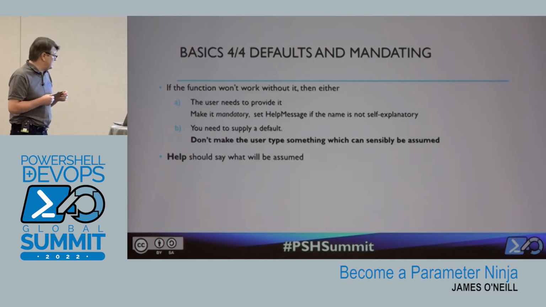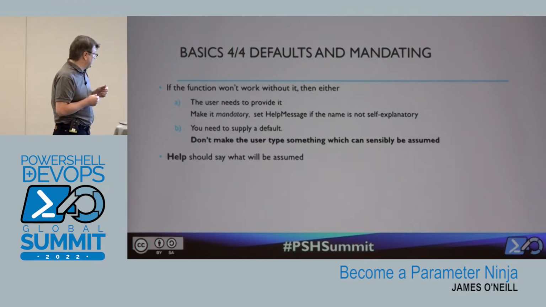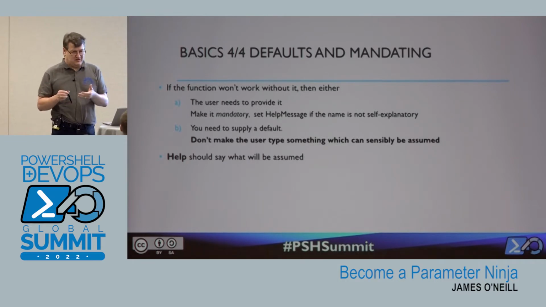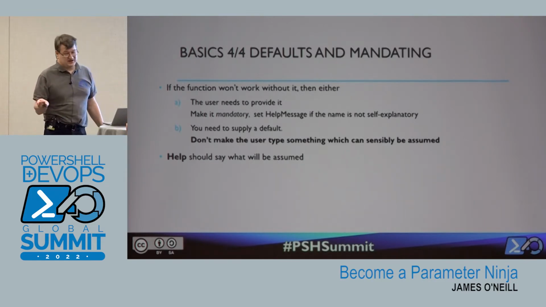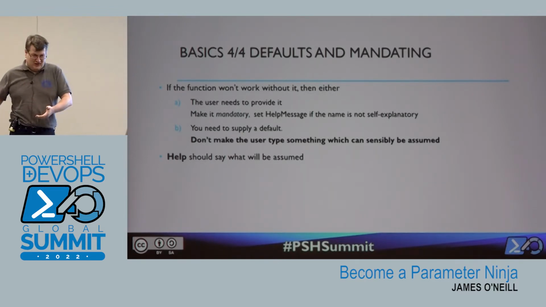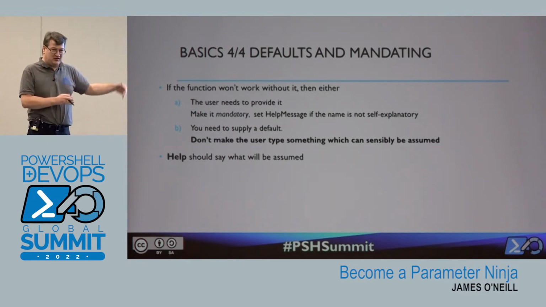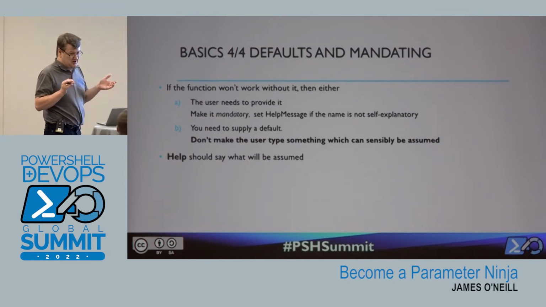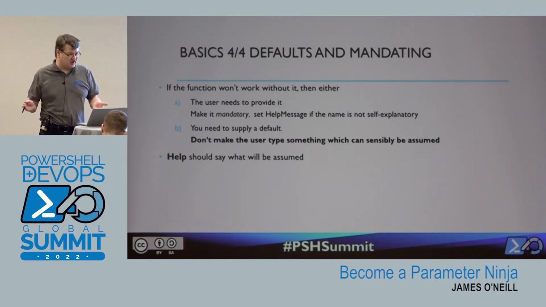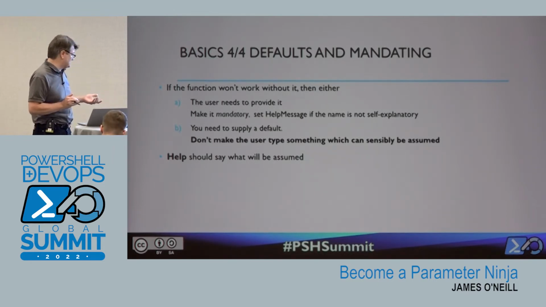Last one on the basics, defaults and mandatory parameters. If a function won't work without it, you're going to have to provide a value one way or the other. Either it's a mandatory parameter, you make the user provide it, or you specify a sensible default. There is no excuse, I'm sorry, another hill I'm going to die on, but there's no excuse for making the user type in something where you could assume a parameter that will work in 80–90% of all cases. Don't make somebody specify a directory if current directory will usually work. That's a fairly obvious one.